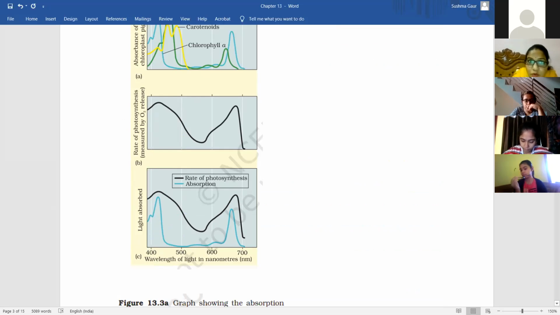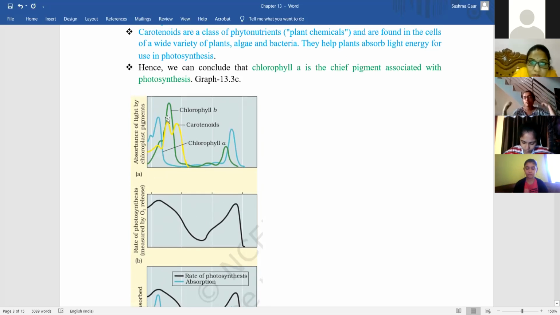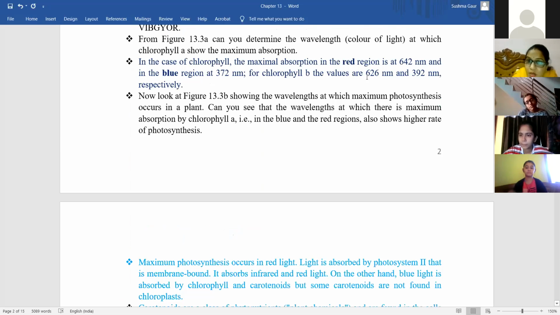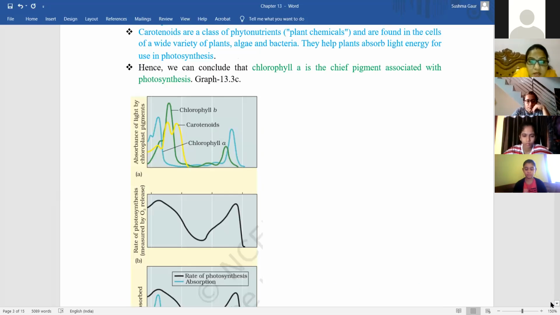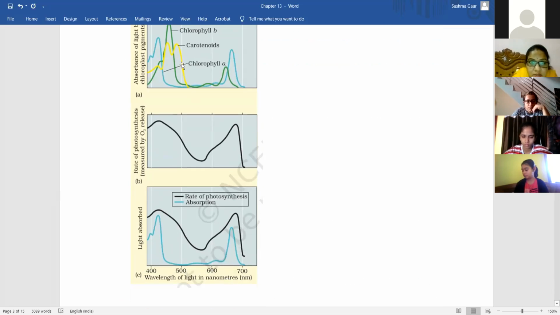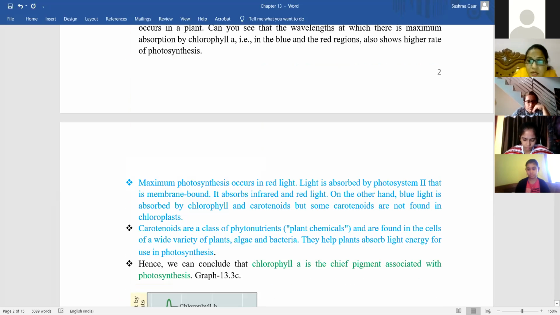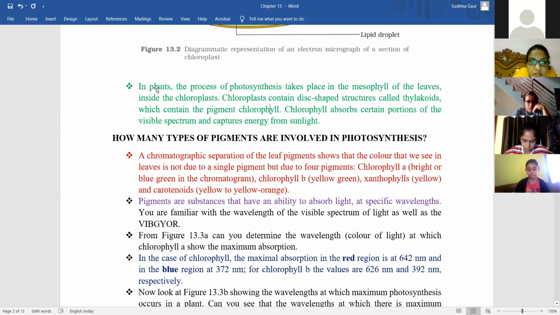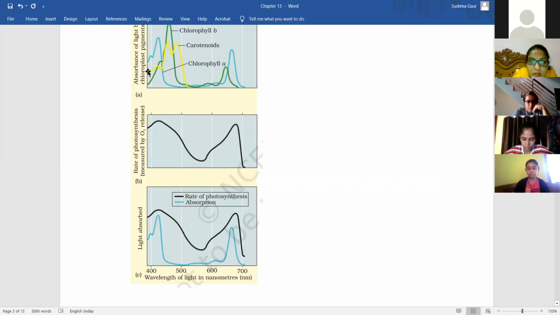Now in the case of chlorophyll B, where is chlorophyll B? Here it is. What is the absorption here? It will absorb at 626 and 392. So 626, where is it? This is 600. You can see it is absorbing here, so it is between 600 and 700. That will be 626, and the other is 392. This is 400, and the peak starts from here, so it is somewhere around 392.